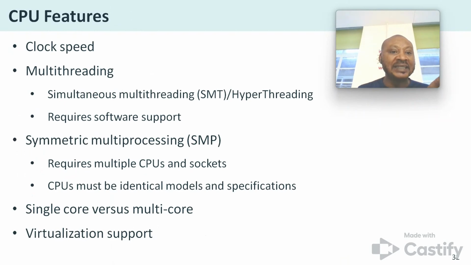Right? So your processor has clock speed. We explained the other day that it has a clock speed. So it has clock speed and stuff like that. All these things, multi-threading, simultaneous multi-threading, hyper-threading, which requires software support, symmetric multiprocessing, are some of the features of the processor, along with virtualization support. A CPU that has multi-threading and symmetric multiprocessing can process so many things, with multiple CPUs and sockets.